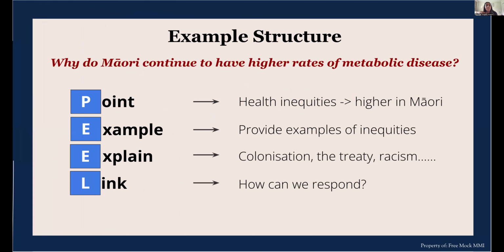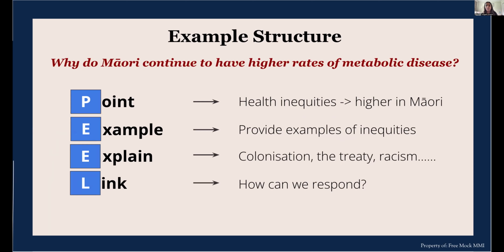So we can go through an example structure. This is a different framework. It's PEAL, which many of you have already done before, I'm sure. If we have the question, why do Maori continue to have higher rates of metabolic disease, we can work through an example. So the point would be recognizing that there are health inequities.